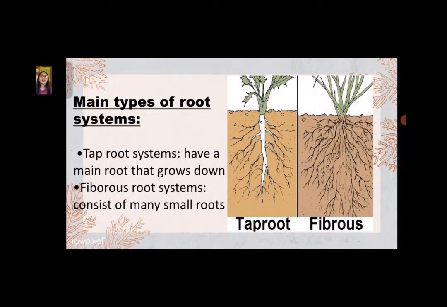Main types of root systems. The taproot system has a main root that grows down, just like what I said. The fibrous root system consists of many small roots.